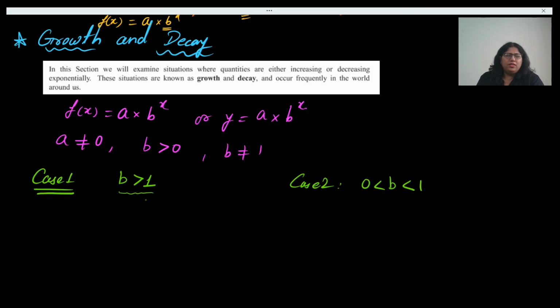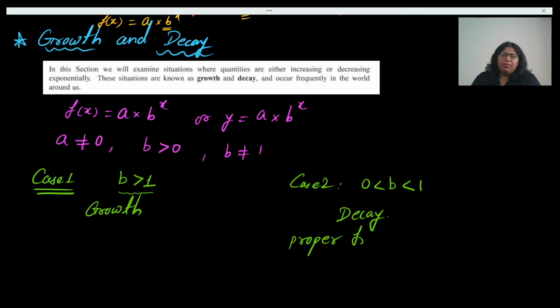Whenever this is true, we call it growth. That means whenever the b value is anything more than 1, it is growth. Similarly in case 2, because it is less than 1, the b value lies between 0 and 1. This means it can be in fractional form. So this is called decay. It is always going to be a proper fraction because it is between 0 and 1. Or it can be a decimal, which is less than 1 and greater than 0.